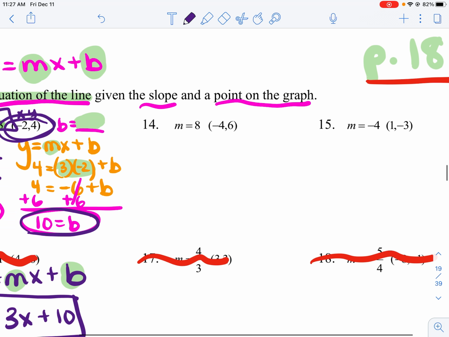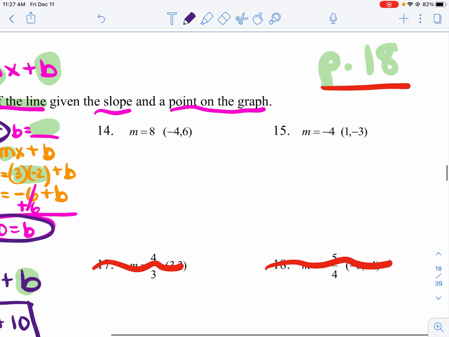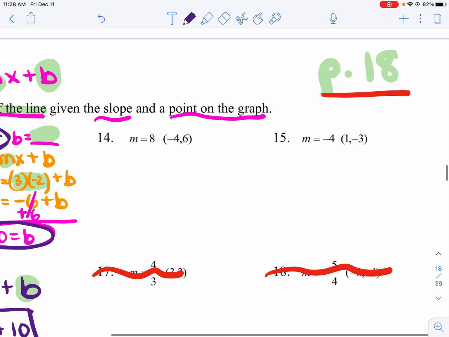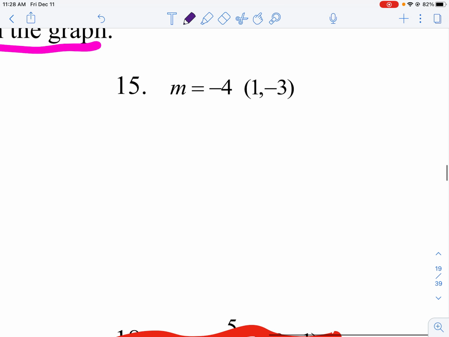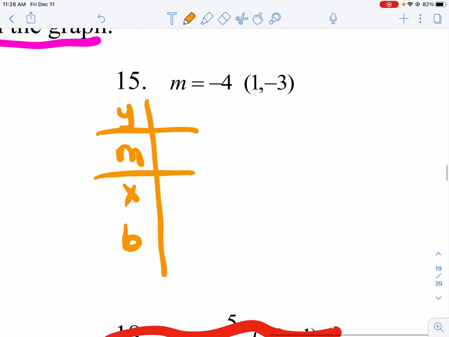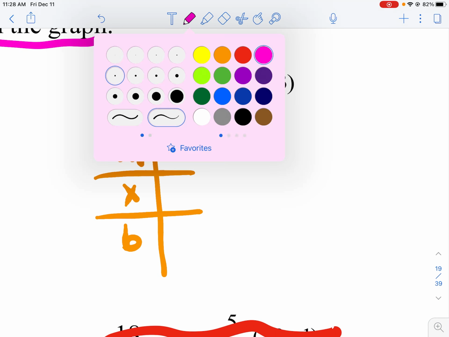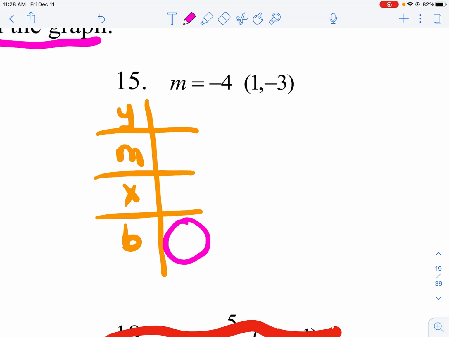Okay, let's scooch over and, just to give ourselves a little space, we're going to do number 15. So again, feel free to pause the video at any point if you can. We're going to use the same strategy we just did. Y, m, x, b. We're going to make our little table here. And remember, what do we need to find? We don't know what b is, so we're going to work backwards to figure that out.